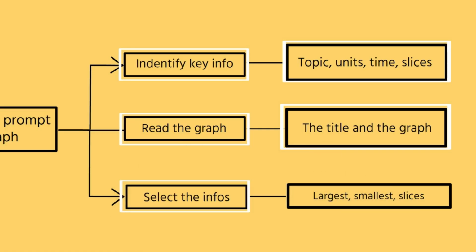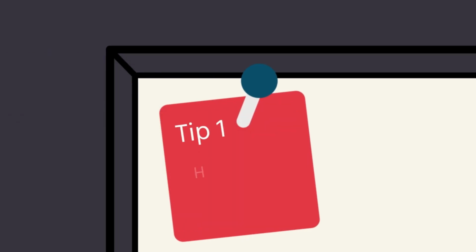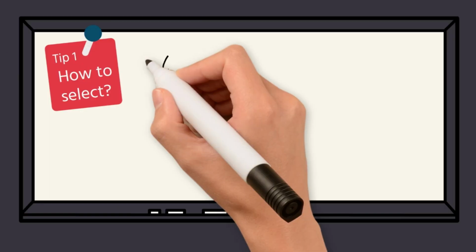Step 2. Select important information. Selecting is not easy. It's key to successful comparisons. We need to mention all the information on the graph, but emphasize the important ones. So, how do we decide what information is more important? Here is a simple guide.